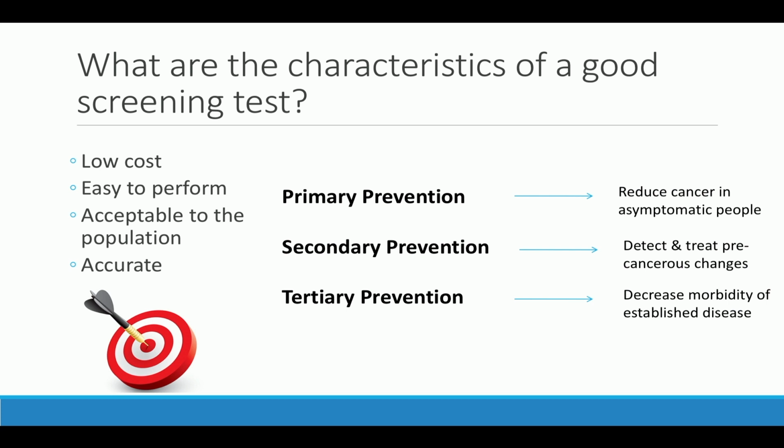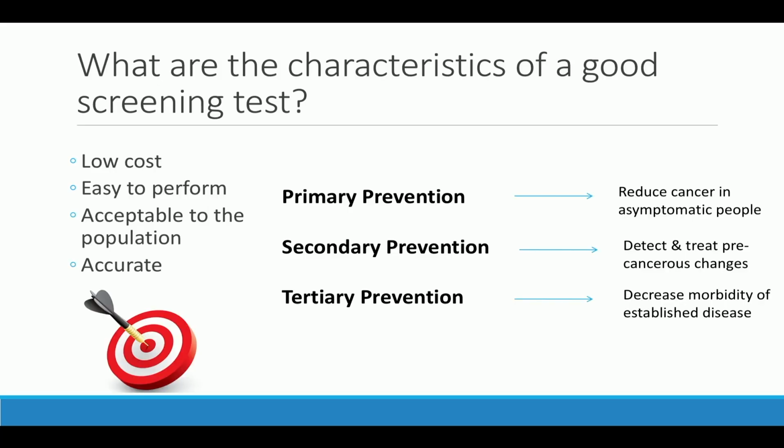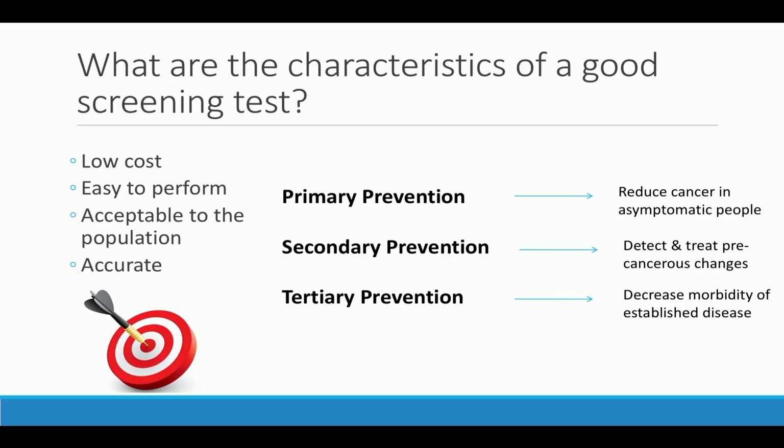You've heard the words primary prevention and other things batted around today, and this is actually what they mean. We can use screening tests, perhaps, or other tests at various stages in how we think about disease prevention. Primary prevention is to reduce the risk in asymptomatic people. So vaccines fit into this category, right? The HPV vaccine prevents cervical cancer in asymptomatic people. Secondary prevention is to hopefully detect and treat precancerous changes.